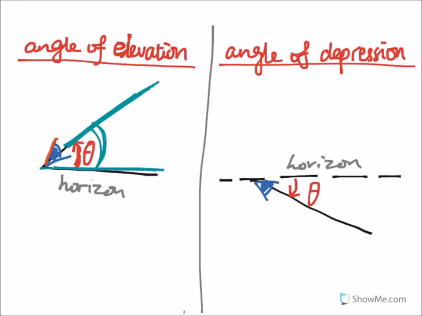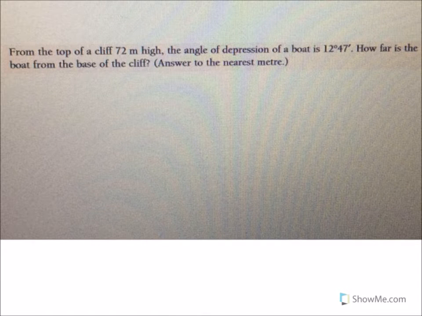And for the angle of depression, it means that I'm looking downwards, I'm looking below the horizon. So it's still the angle formed between the line of horizon and the line of sight, but it's simply downwards. And using the knowledge, we're going to look at a word problem using the angle of depression. So you can see here that we don't have a graph. So using the knowledge, we'll have to make a graph ourselves.